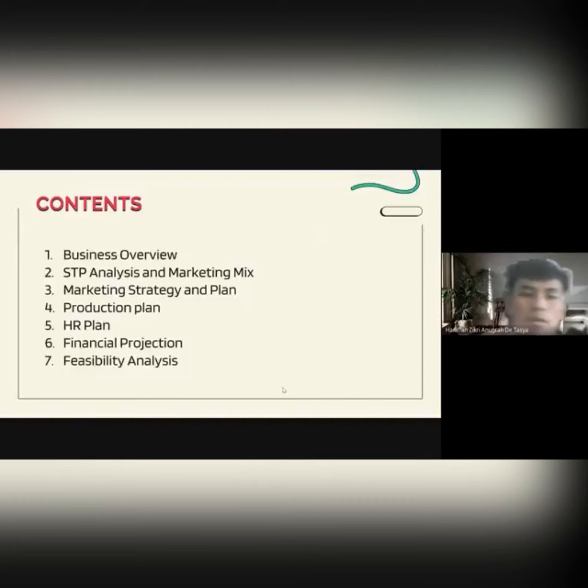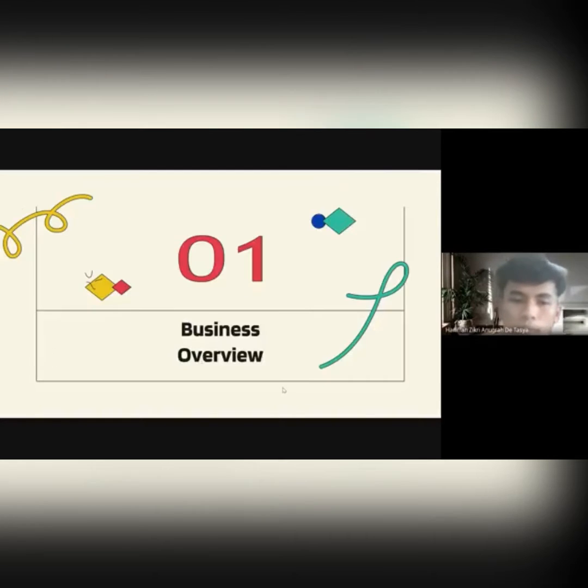Next, here are several contents. The first one is business overview, STP analysis and marketing mix, marketing strategy and plan, production and plan, HR plan, financial projection, and feasibility analysis. The first one is business overview.